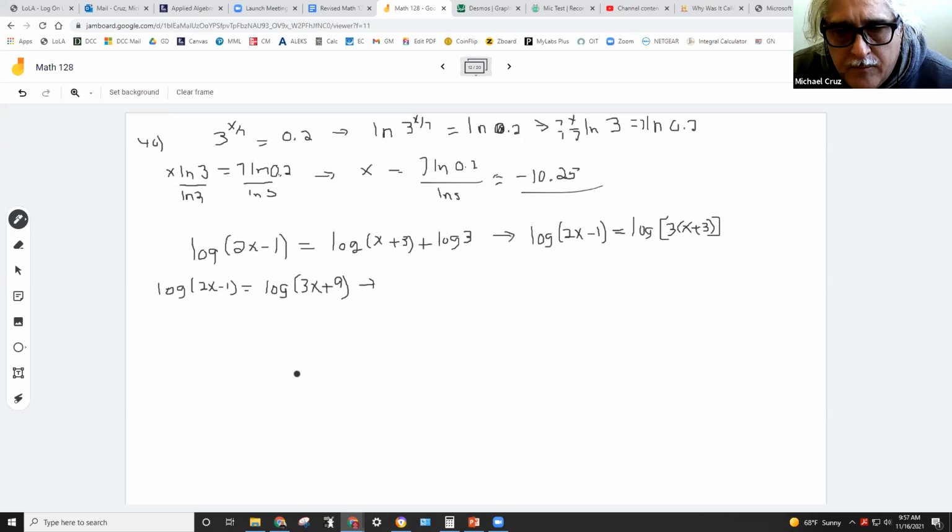So now, essentially what we're doing is we're taking the common log, the base 10, of both sides. Like I said, that's what that one property means, which leaves you with just the input of the logarithm equal to one another. All right, and so we're going to solve that.